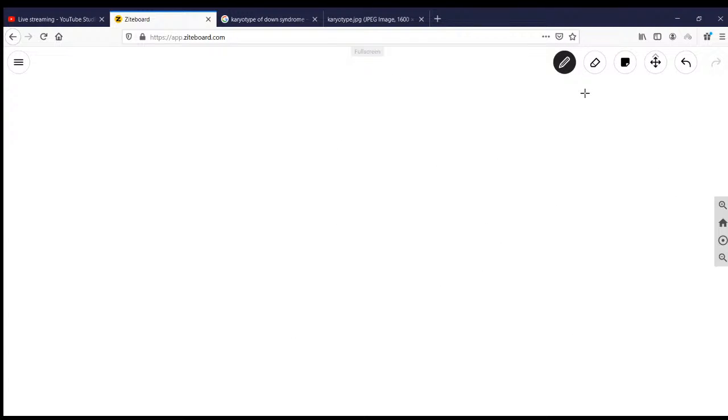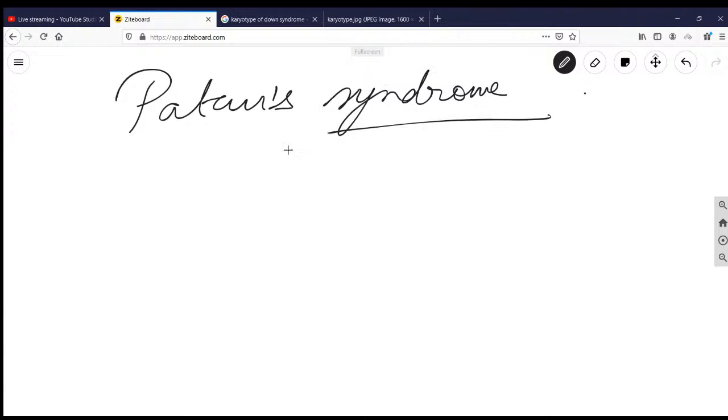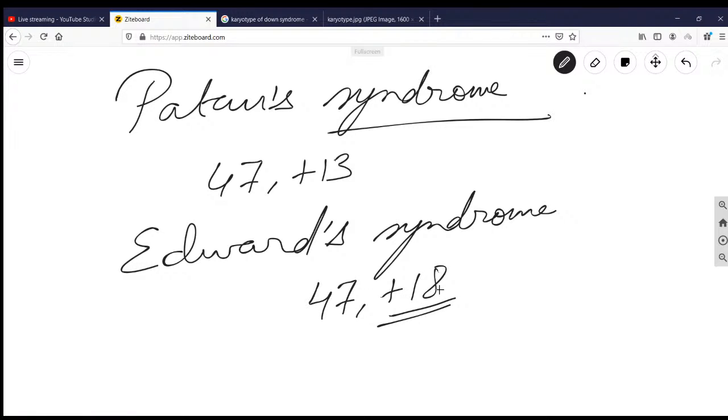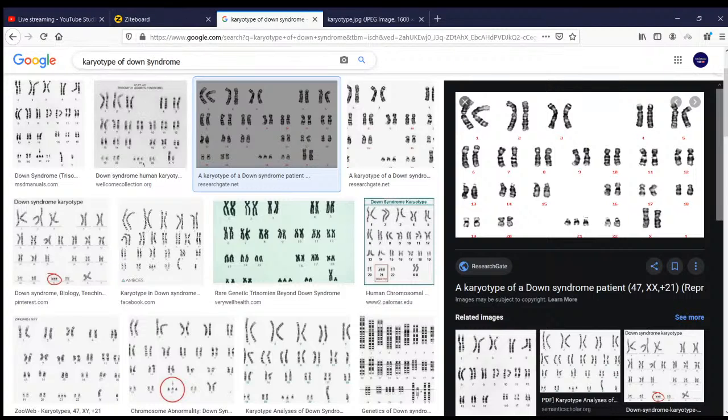Next, you can have Patau syndrome. Here there's no need to know the details, I'll just tell you what happens. It is 13th chromosome trisomy, 47 plus 13. Then Edwards syndrome: you'll have 47 with 18th chromosome trisomy, just like Down syndrome. So you have Patau syndrome and Edwards syndrome. Turner syndrome also I'll show you.